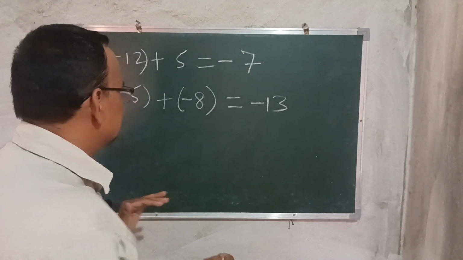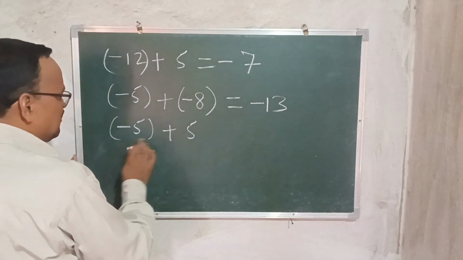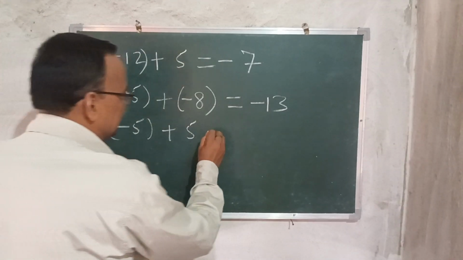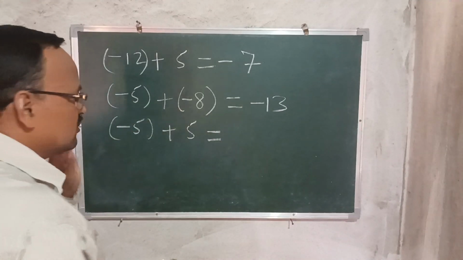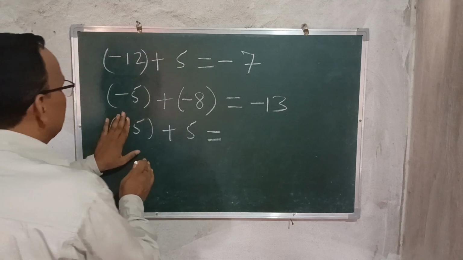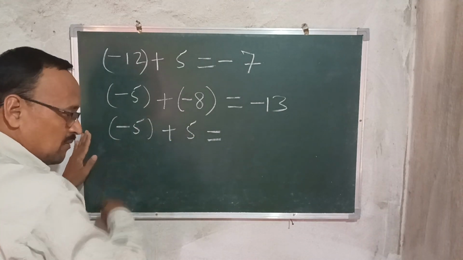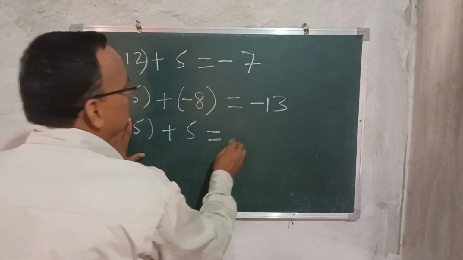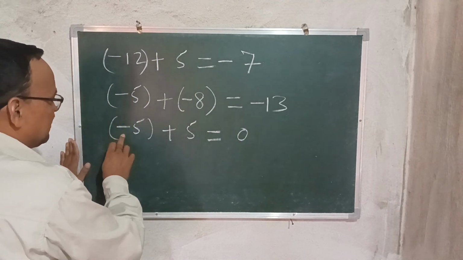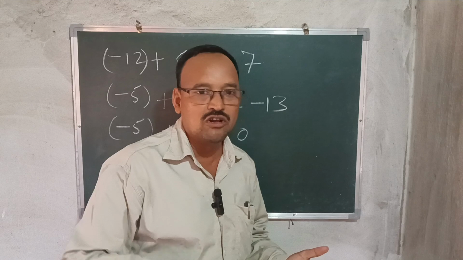If we take another example, minus 5 plus 5, both are of different or unlike signs, and in that case we subtract. Leave this minus sign, this is 5, and due to their unlike sign, they will be subtracted. 5 minus 5 is equal to 0, and 0 has no sign, because 0 is the neutral integer, neither positive nor negative.